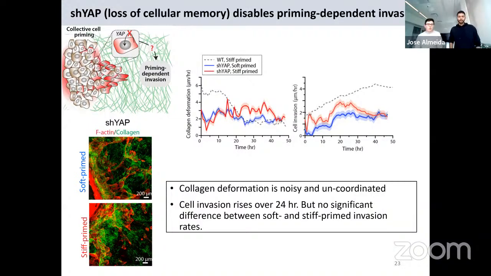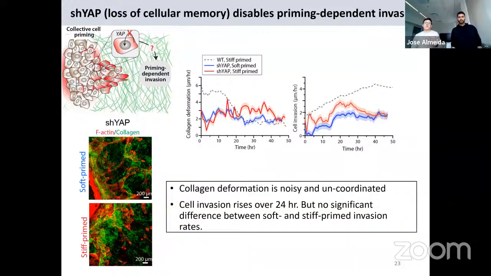So in order to do that, we depleted the system of YAP. Lack of YAP essentially showed, as you can see from the graphs above, where the dotted line represents the control, for stiff prime cells and soft prime cells, their deformation became noisy and chaotic. And overall, there's no significant difference between their invasion of stiff and soft.